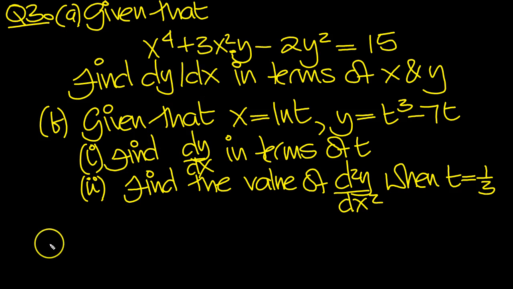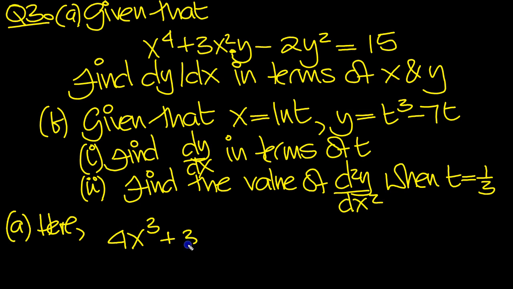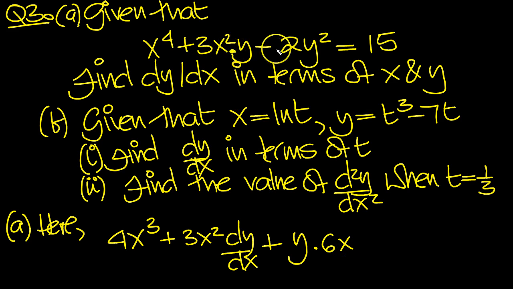We need to differentiate this term by term, don't we? And it's an implicit function, so we use implicit differentiation. So here, differentiate this simple thing, 4x cubed then. This is a product, so it's u dv/dx, which is dy/dx, plus v, which is y, times du/dx, which is 6x to the 1. So that's the product differentiated.